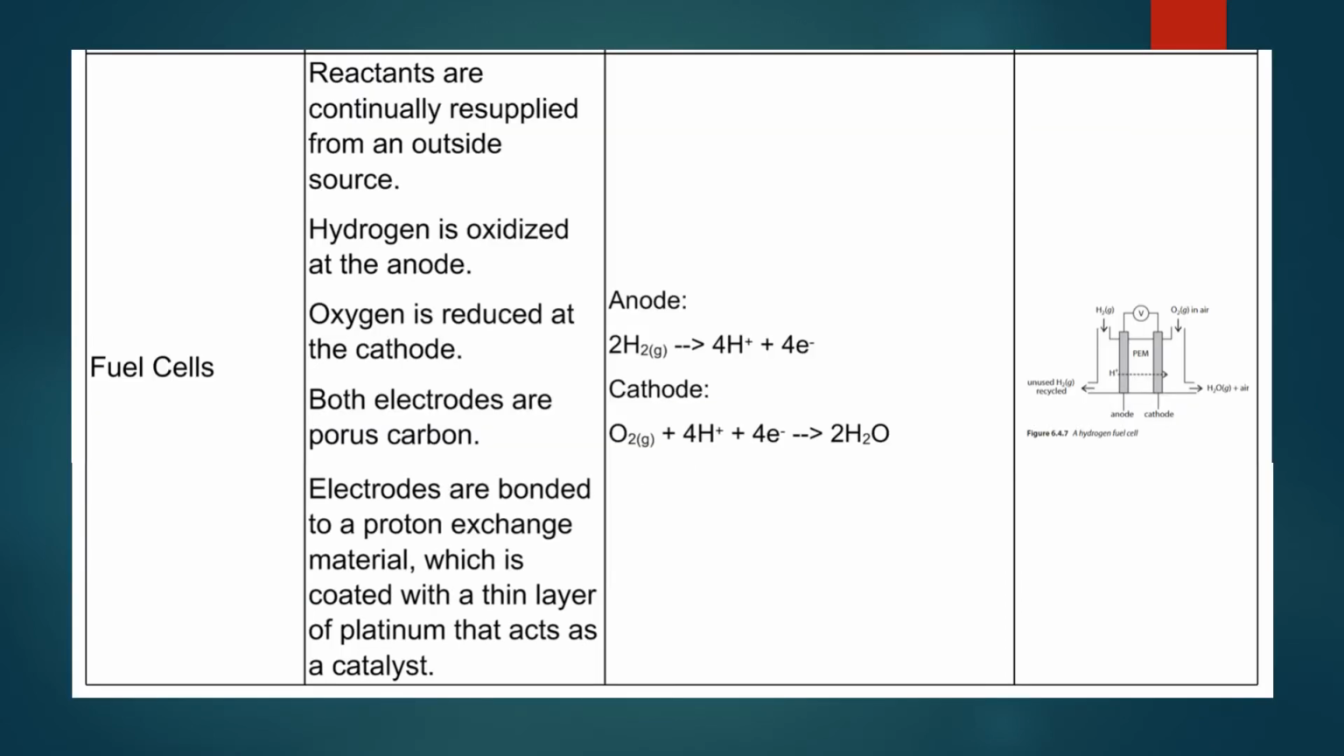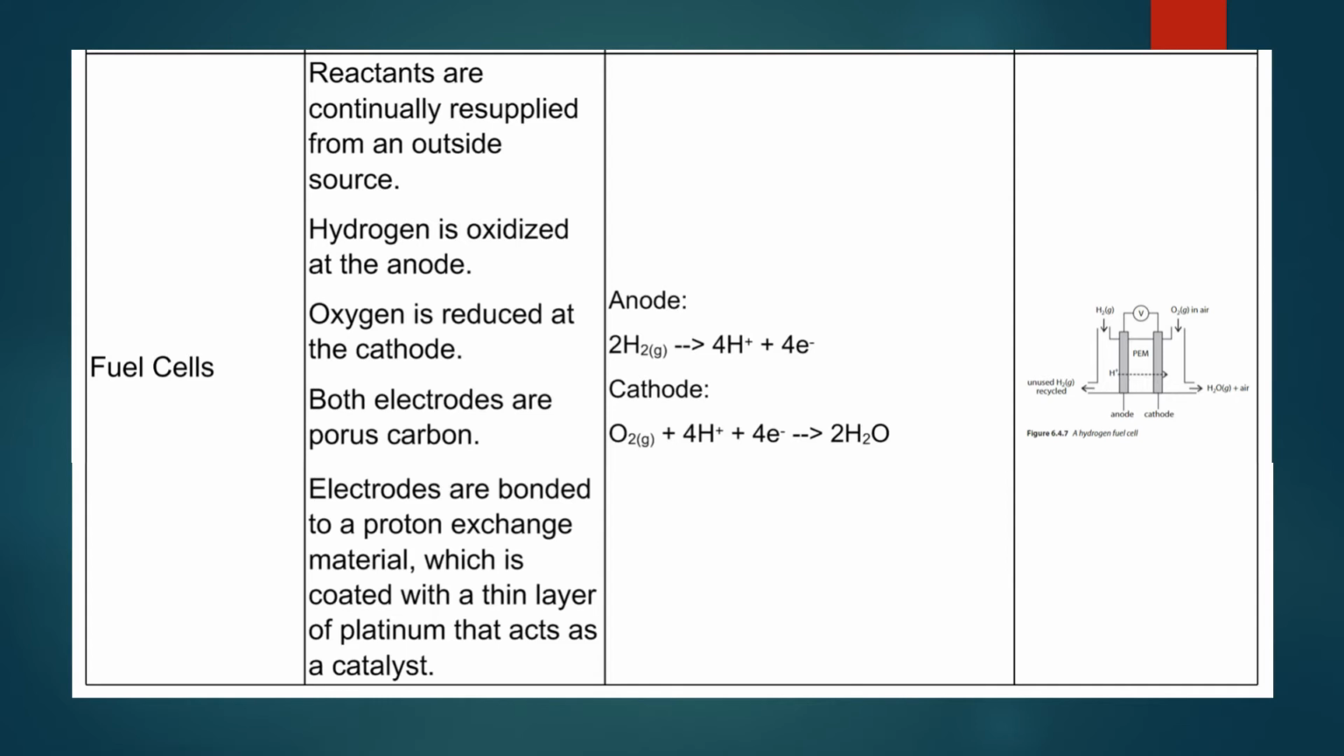The last type that we have here is a fuel cell. With fuel cells, the difference between these and the other types of batteries is that the reactants are continually resupplied from an outside source. Therefore, these ones don't reach that equilibrium, because we have hydrogen being oxidized at the anode and oxygen being reduced at the cathode. Both of the electrodes are porous carbon, and I'll put a video up of this where we can actually have hydrogen and oxygen gases being produced through this.